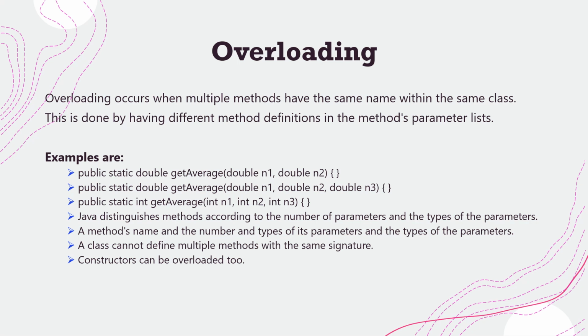Java distinguishes methods according to the number of parameters and the types of the parameters. A method's name and the number and types of its parameters make up its signature. A class cannot define multiple methods with the same signature. Constructors can be overloaded too.